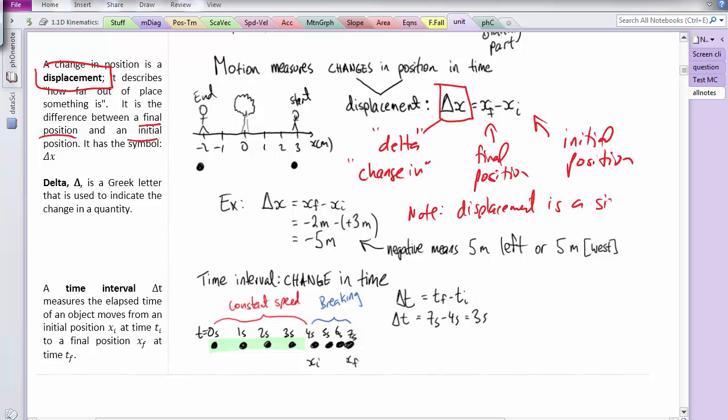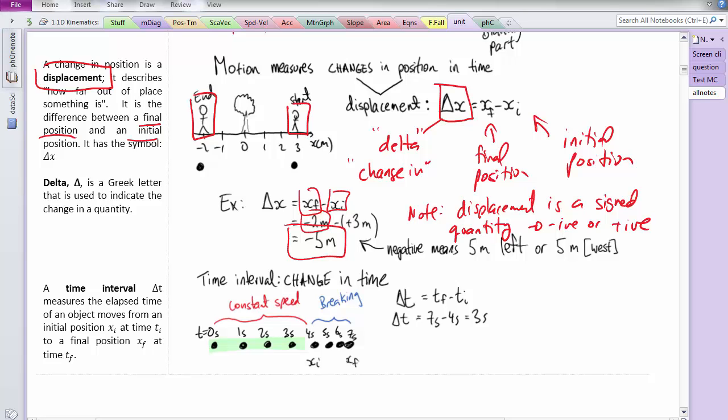What do we mean by a signed quantity? It can be negative or positive. So for example, over here, if this person starts at +3 meters and then goes to -2 meters, the way we calculate displacement is final position minus initial position. So that's -2 minus +3, which gives us -5 meters. A negative displacement means we went 5 meters to the left. If we had +5 meters, our displacement would be to the right. So displacement is a signed quantity, which is really important.